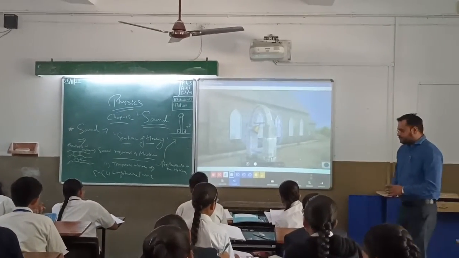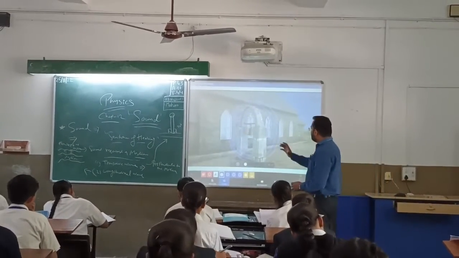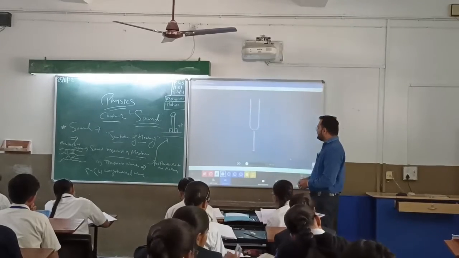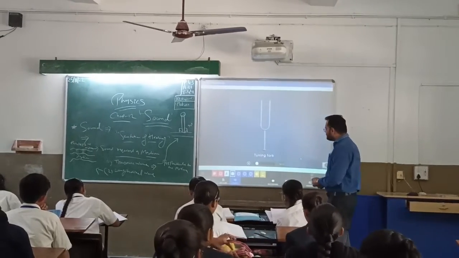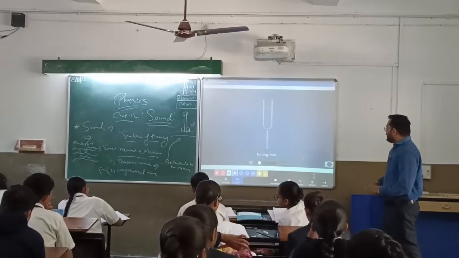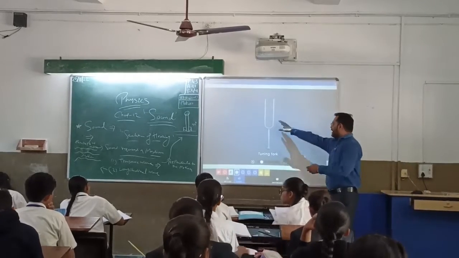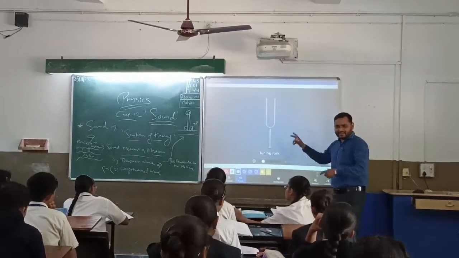Sound then continues moving through matter. Vibrations are generated. That is the tuning fork, a two-branched metal tool used for tuning musical instruments. If you just put it here, vibrations are generated, and vibrations are sound waves. Okay, that is the tuning fork.